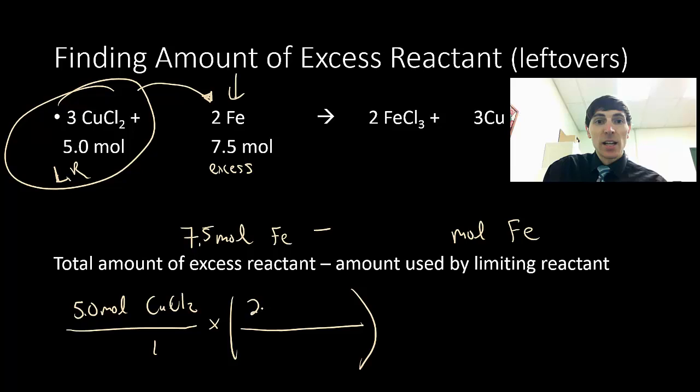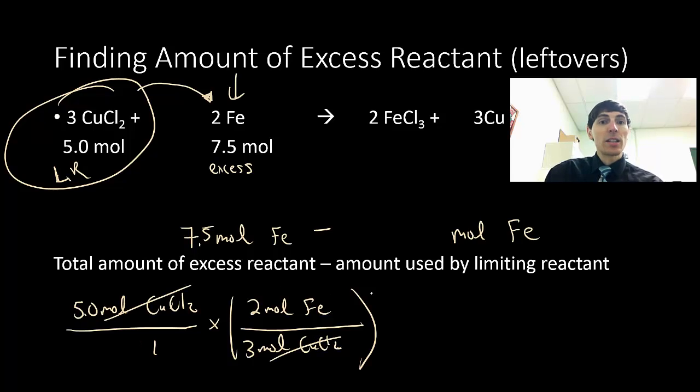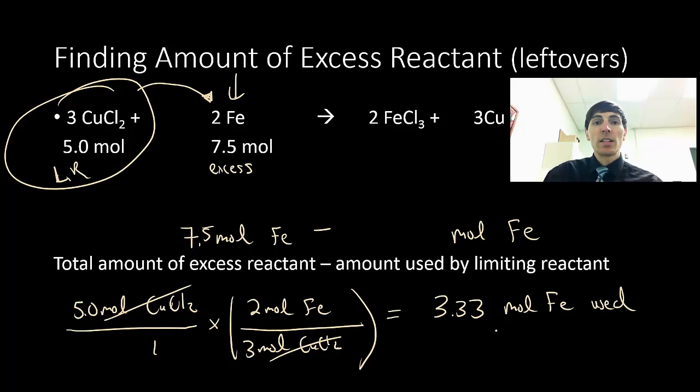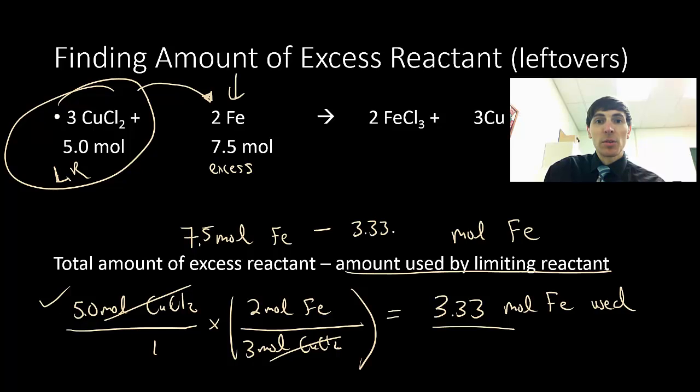So I'm going to use my recipe. My recipe says I use 2 moles of Fe for every 3 moles of CuCl2. So when I take that relationship, 5 times 2 divided by 3, I get 3.33 moles of Fe used up, and we already did this in a previous problem. That's how much it took to use up all 5 moles of copper chloride, so that's the amount used by my limiting reactant. So minus 3.33 moles of Fe, and we're going to get our final answer.